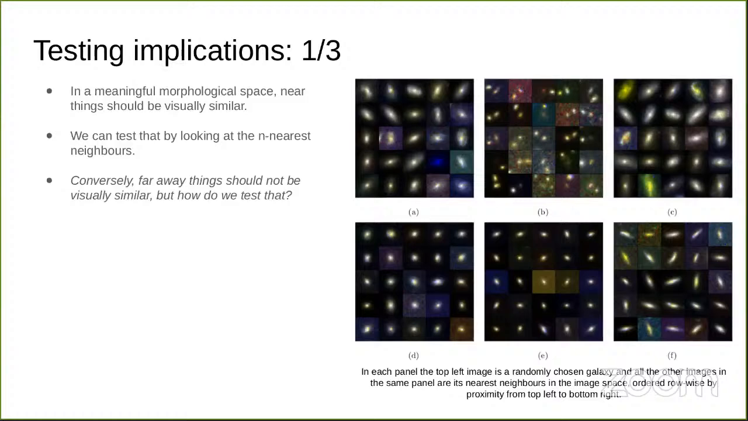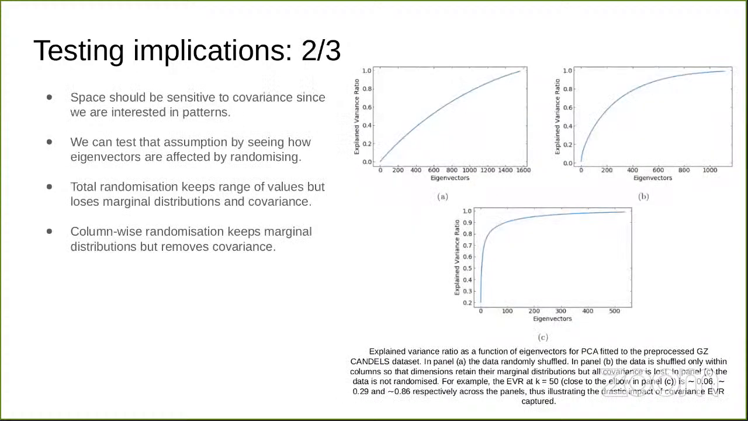Here are some basic tests that you can do on the space. In these panels, what I've done is picked random galaxies, and I did this for hundreds of panels. For each random galaxy, all the other galaxies are just the nearest neighborhood, so all of the galaxies that are most similar to the galaxy in the top left of each panel. If the space is doing a good job, then the stuff around the galaxy ought to look very similar to the galaxy. It ought to have an intuitive similarity. In this instance, I think it does. And this is one test.